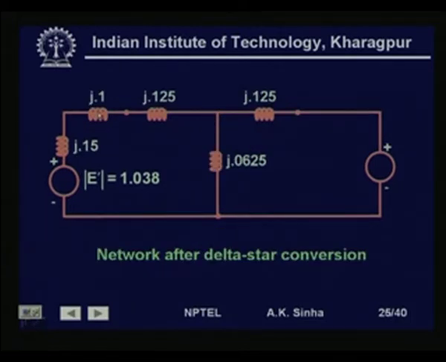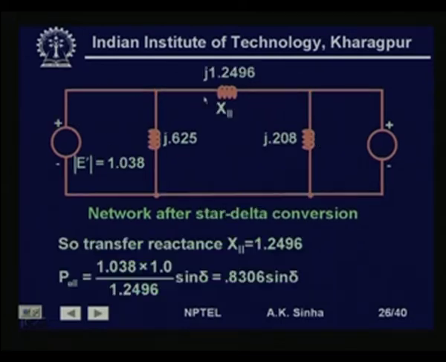So, this j0.1 is the transformer reactance and this j0.15 is the transient reactance of the machine. Now, this is the circuit that we have. So, we add this up, 0.25 plus 0.125, so 0.375, j0.15 and j0.0625. This forms now a star circuit, which we can convert to a delta.